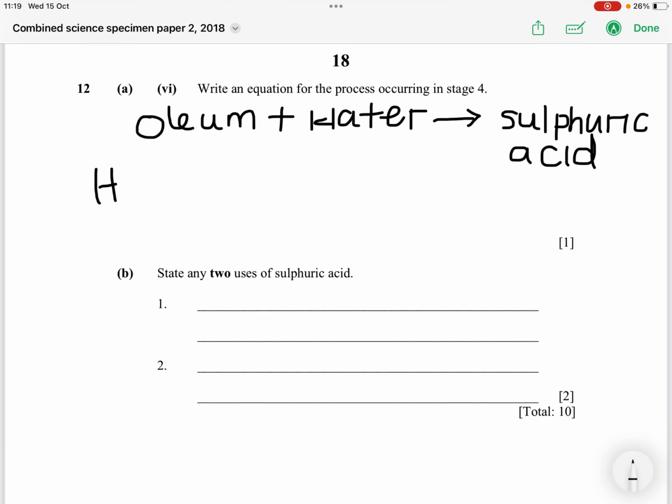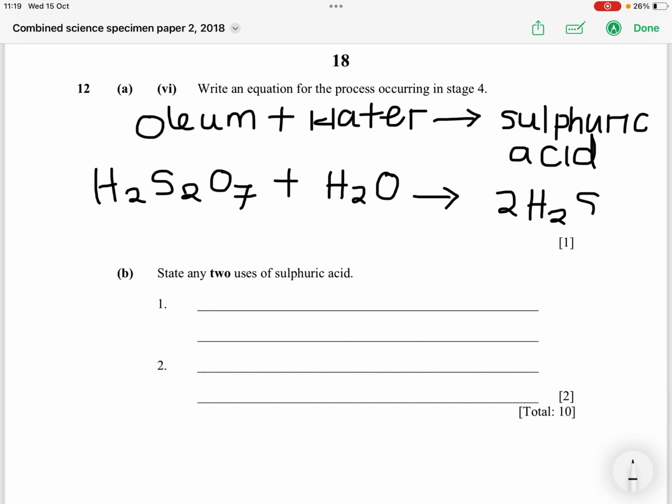Or if you decide to write using the chemical symbol, the oleum, it is H2S2O7. We react it with water in order to get the sulfuric acid. So it is very important for you to understand how to write this balanced equation, because they can specify that they want a chemical equation.